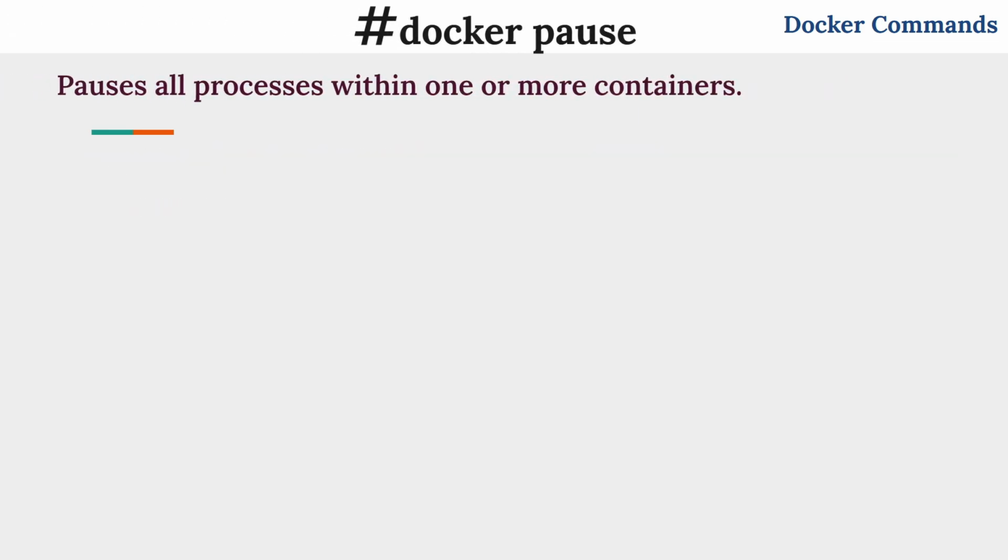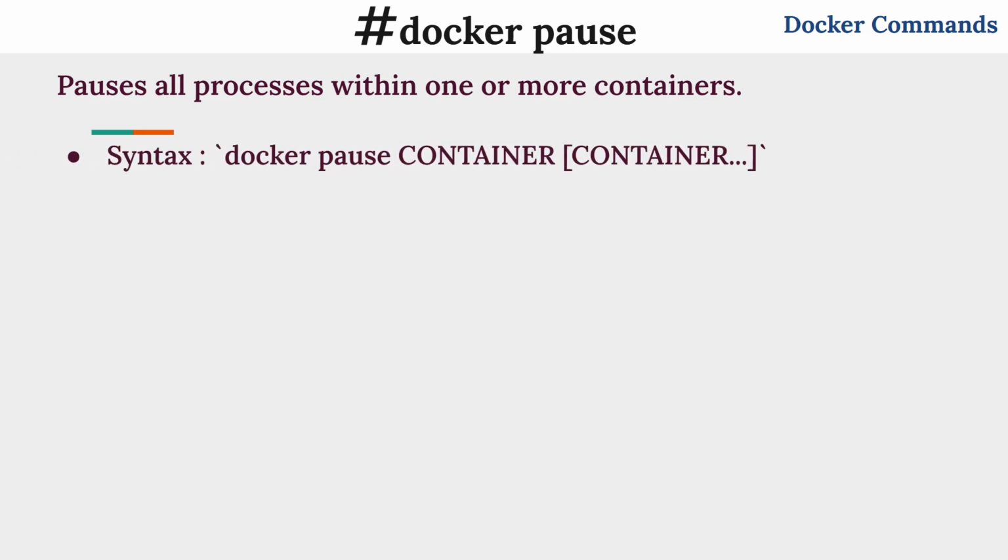The Docker pause command in Docker is used to pause one or more running containers. When a container is paused, all processes inside the container are temporarily halted, meaning they are not executed or consuming CPU resources. Here's how you can use the Docker pause command. Let's see the syntax. docker pause container: the ID or name of the containers to pause.